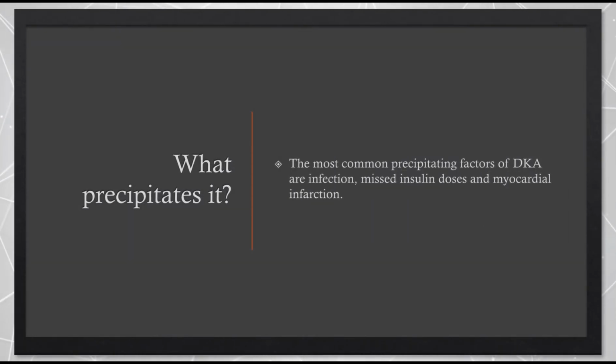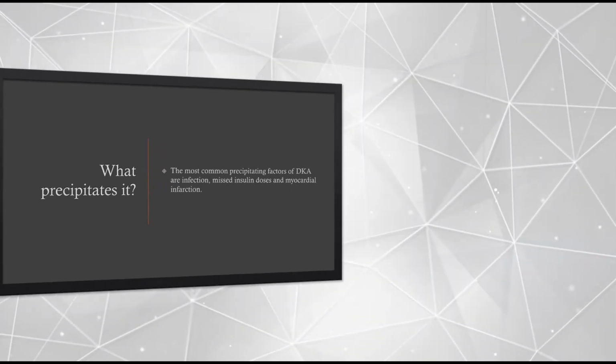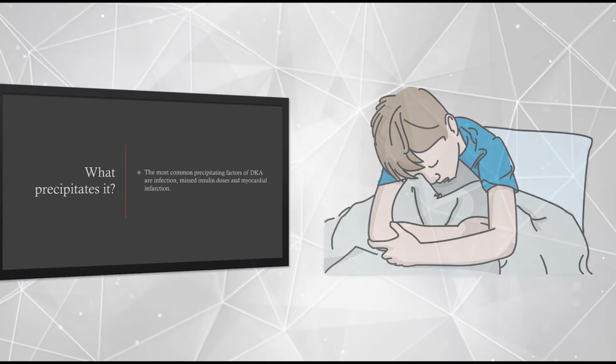What precipitates diabetic ketoacidosis? The most common precipitating factors of DKA are infection, missed insulin doses, and myocardial infarction. So you want to look for those three. So a patient comes to me in the emergency room and I suspect ketoacidosis. They are coming with some dizziness, dehydration, abdominal pain. Those are some of the more common symptoms.